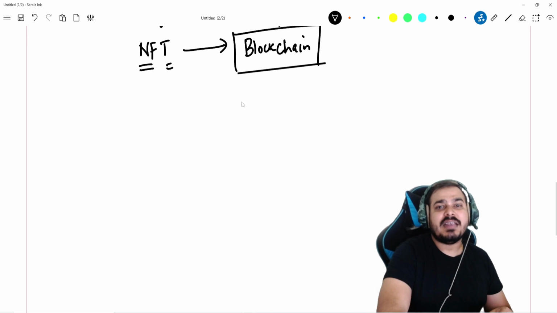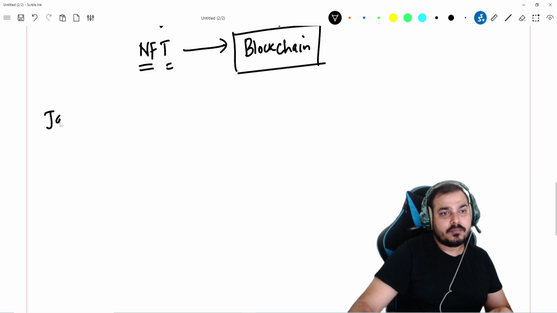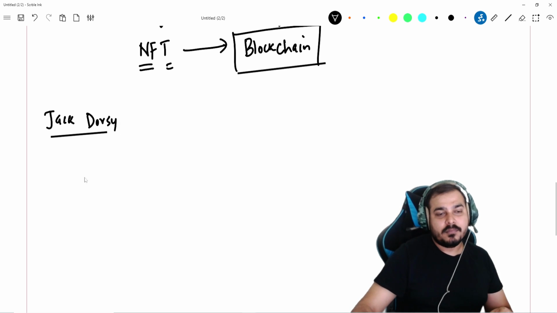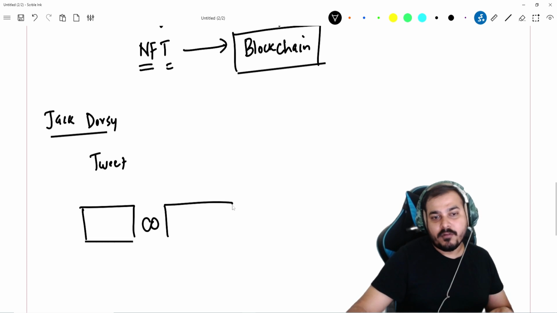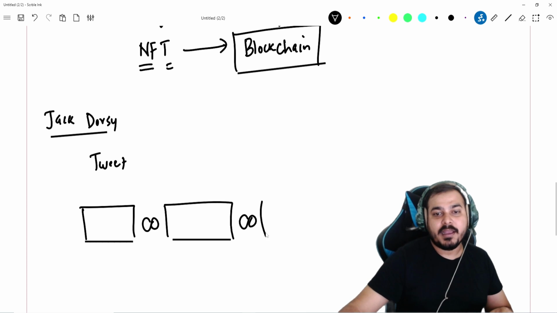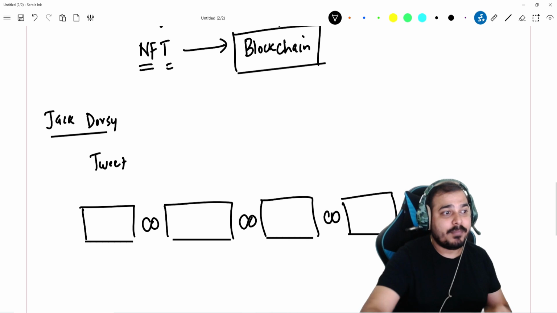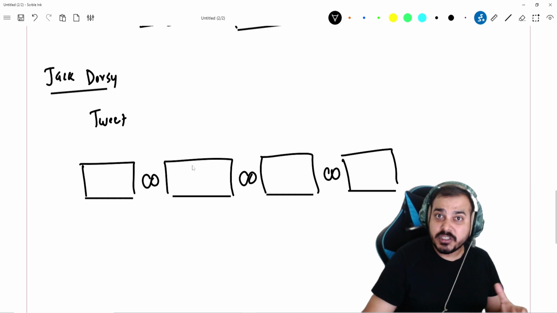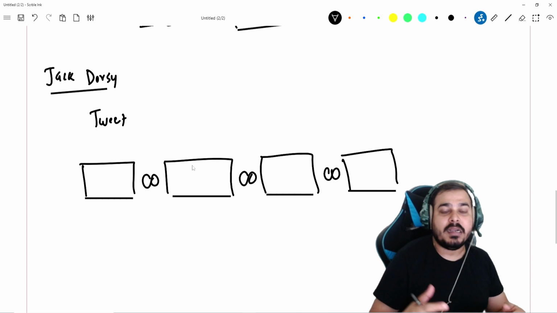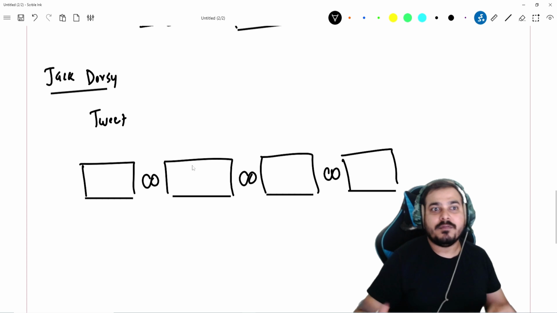Now, if I talk of one example, let's consider Jack Dorsey, right? His tweet, there was his tweet. Now, you know how does a blockchain look like? If you have not seen how a blockchain looks like, please make sure that you watch my entire playlist of blockchain. Now, this is how a blockchain looks like. It is cryptographically linked. It is basically present in a distributed ledger. If you see a peer-to-peer network, everybody will have the copy of the blockchain.